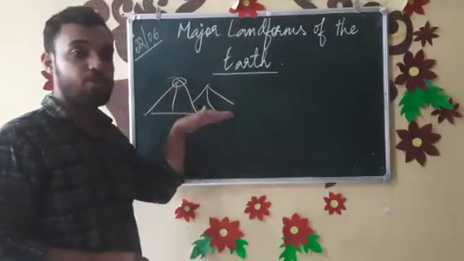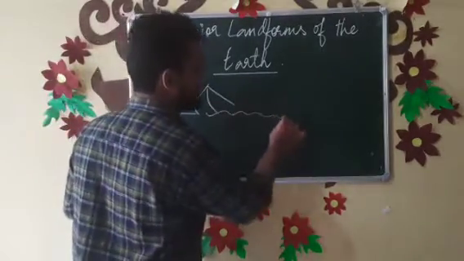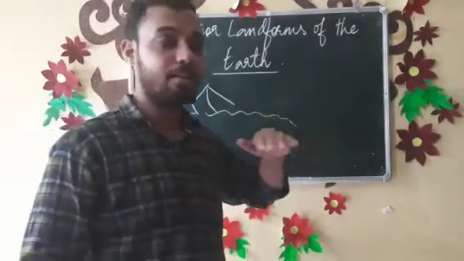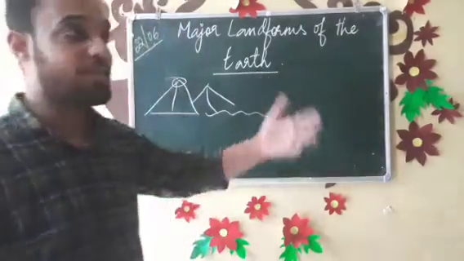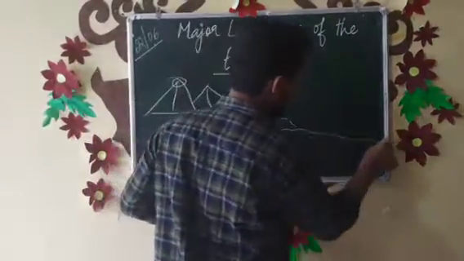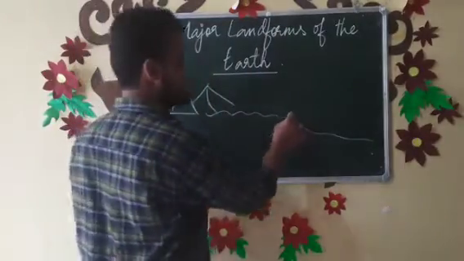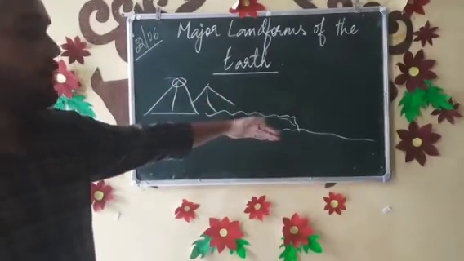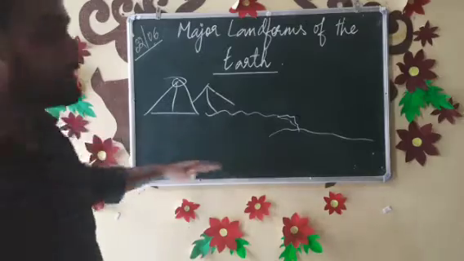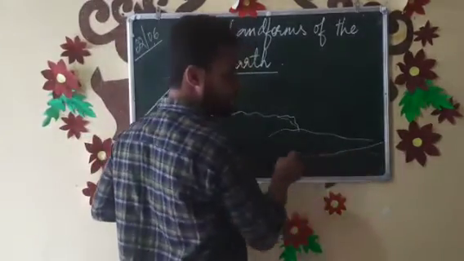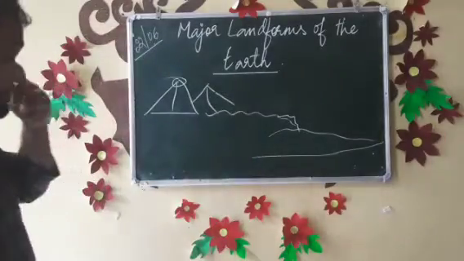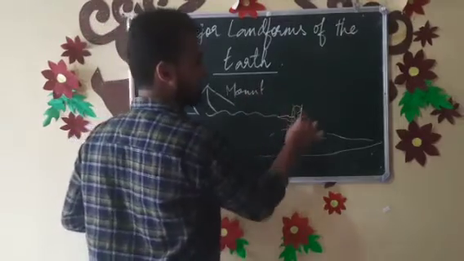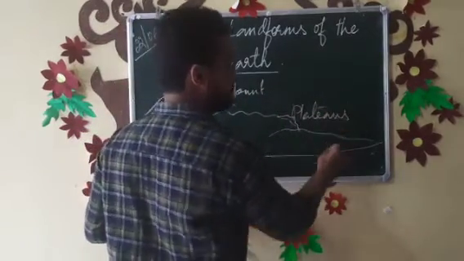Now coming to the lower direction, we have plateaus. Plateau is a raised tableland. It is raised land. It can be the same for a few kilometers, and then comes plains. Plain is a flat surface of land, whereas plateau is a raised tableland, which is between the mountains and the plains. Now plains, like I said, are generally near the riverside. So these are mountains, plateaus and plains.